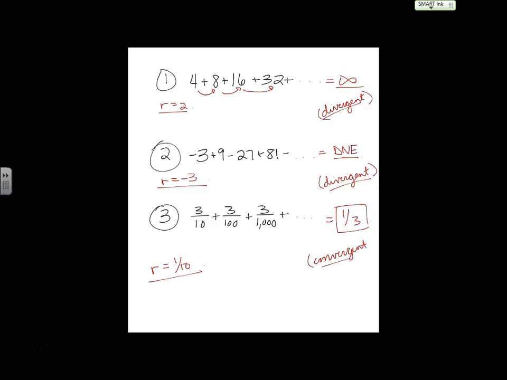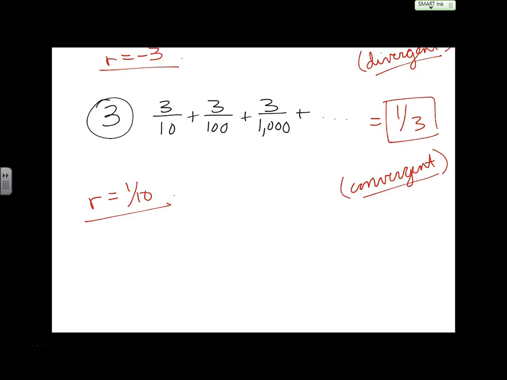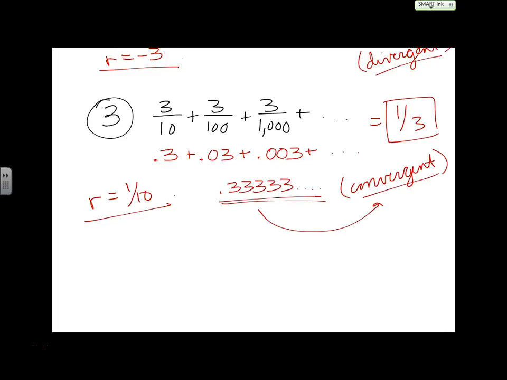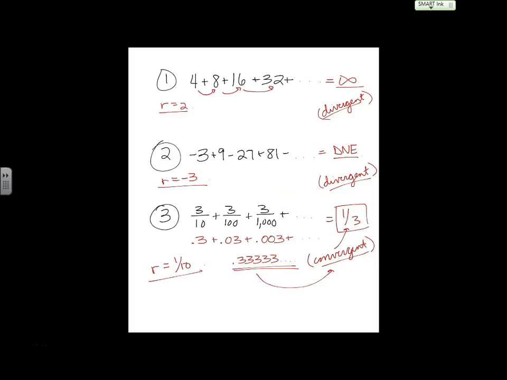Alright, now people that like decimals, finally you get to have your day. It's hard to see in fractions, it's easier to think in decimals. What's 3/10 as a decimal? What's 3 hundredths? What's 3 thousandths? Isn't this just going to be 0.3333? Yes. Infinite sum, adding together more and more pieces. But what does that infinite sum converge to? 1/3. A set number.